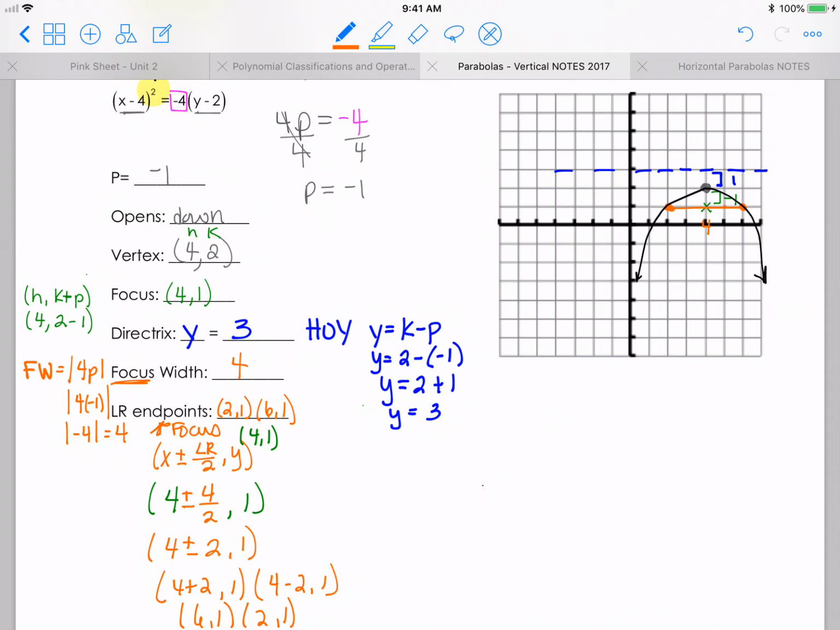All right, so that's vertical. So hopefully you got that right. Hopefully you did it for homework. If you have any questions, ask each other. Hopefully everybody can help each other with this one.